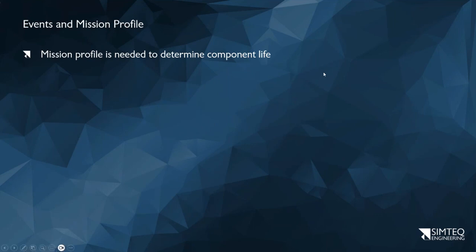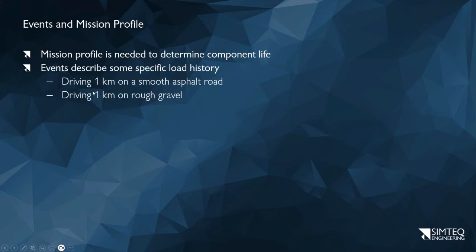So just to recap what I talk about when I talk about events and mission profile, the mission profile is what we need to determine the component or the assembly or the design's life. But that is built up of a series of events. Okay, so an event can be, if I take the previous example, driving, for argument's sake, a kilometer over a smooth asphalt road, driving on a gravel road, and I can have this damage for each of these. I have a certain amount of damage, and I have that damage for every kind of event.